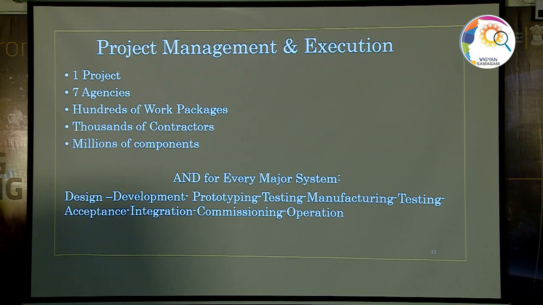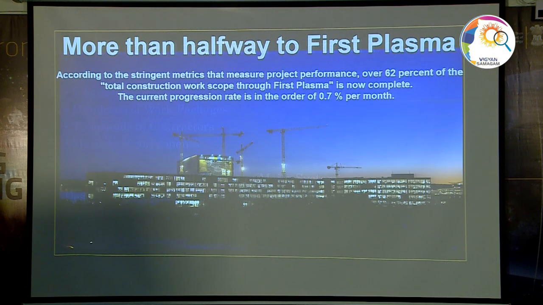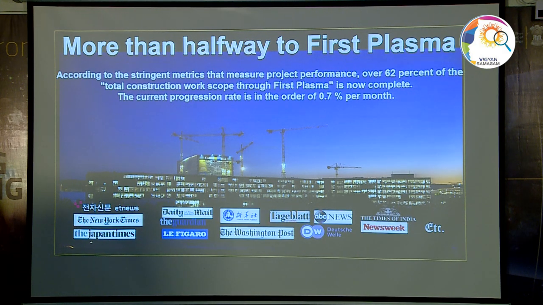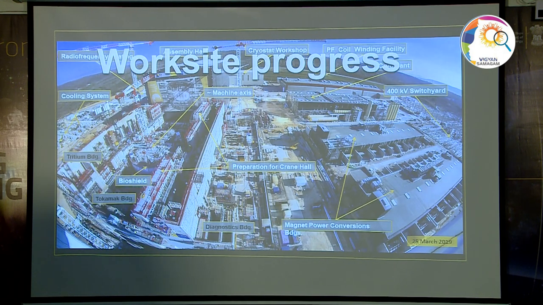So it's one project. It has 7 agencies, hundreds of work packages. Work packages are nothing but the components that have to be made. There are thousands of contractors who are making these components, and there are millions of components which are being made. And in order to complete this cycle, every domestic agency for every major system they are making goes from a phase of design to development to prototyping to testing to manufacturing to testing again, bringing it to the acceptance of ITER, finally integrating with the machine, commissioning it, and then operating the machine by 2025. So we are progressing at a rate which is 0.7% per month, and we hope to. So this is how the site looks like today. Okay.